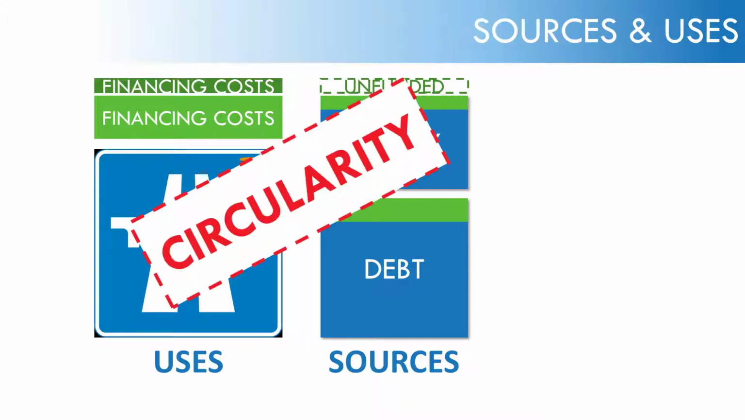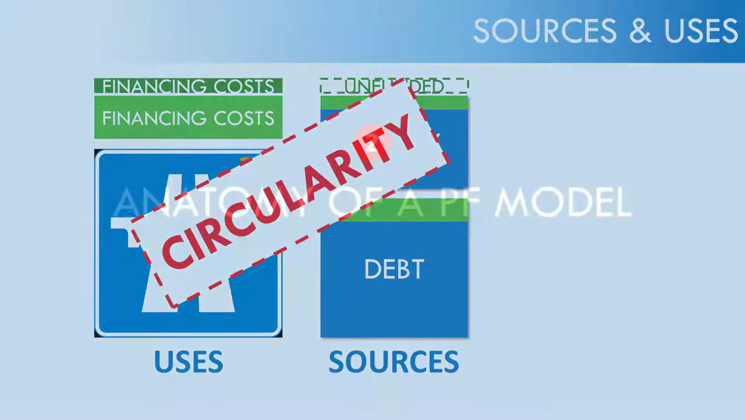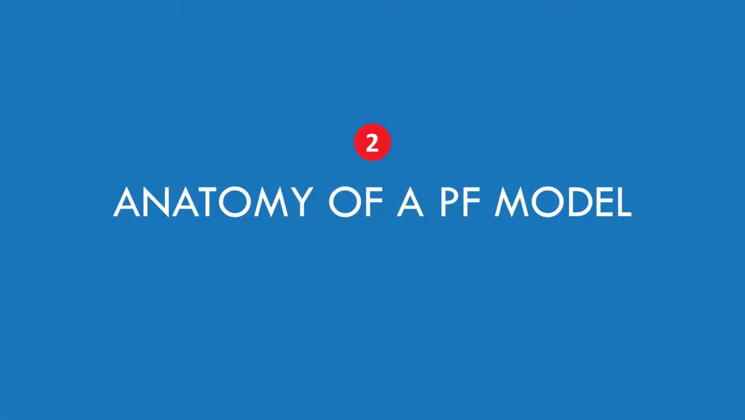This right here is called a circularity and is an iterative process to solve. To be in control of this and a few other issues, we need to use macros. Okay, so that's a couple of distinctive features of a PF model. Next, let's look at the anatomy of a model that these features we've discussed give rise to.